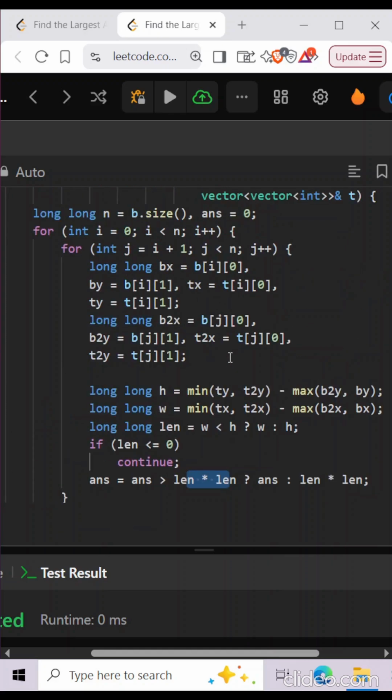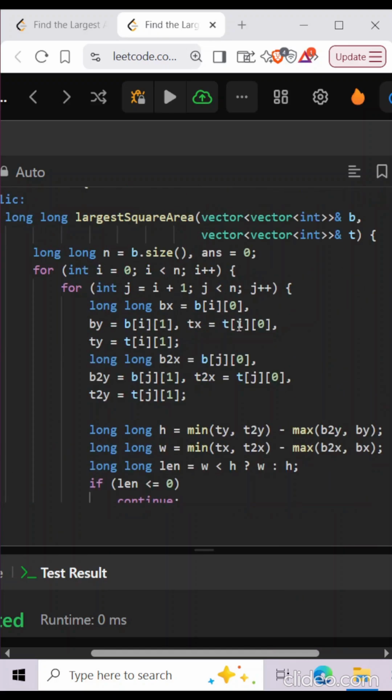So that was all for this question. The main crux is that you take pen and paper and try to see different cases and solve this problem. That was for this question.